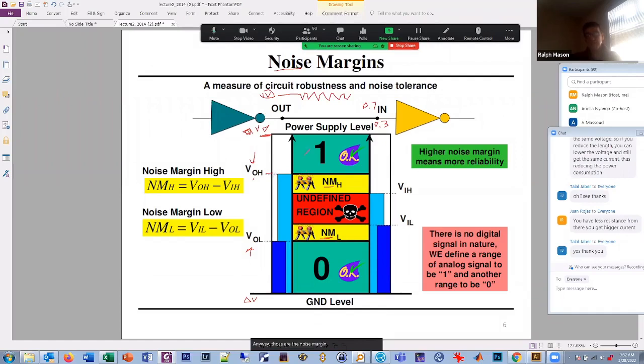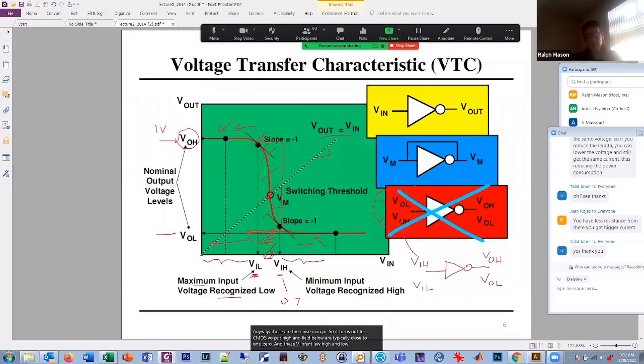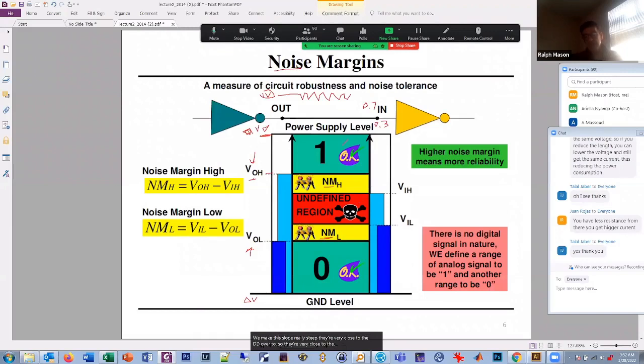So it turns out for CMOS, V output high and V output low are typically close to 1 and 0. And these V input high and low, if we make this slope really steep, they're very close to VDD over 2. So they're very close to the center, and we get a lot of noise margin. Okay. And that's good. We can tolerate all this noise coming from the other circuits.